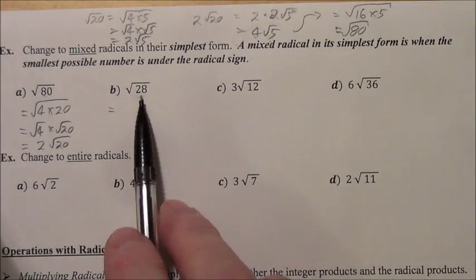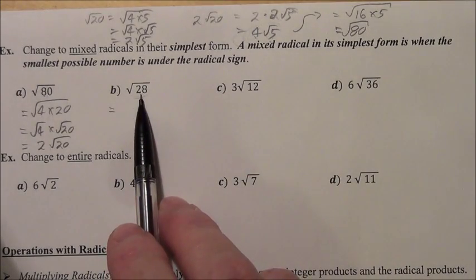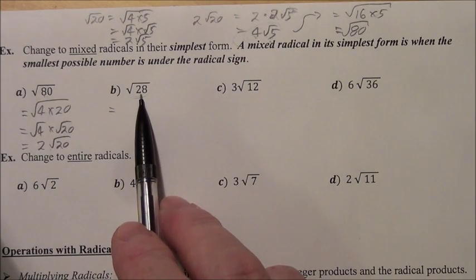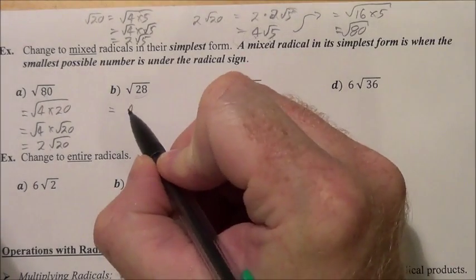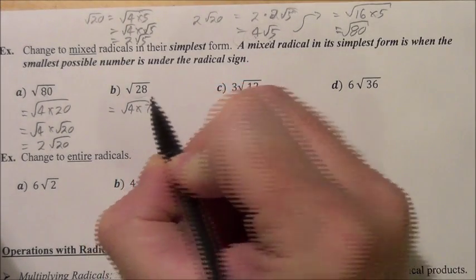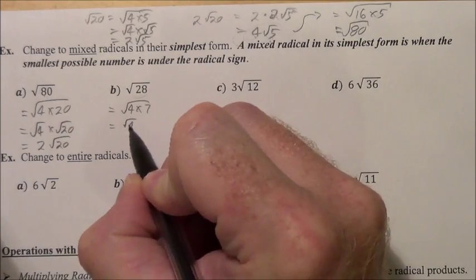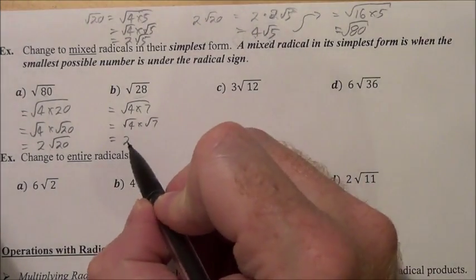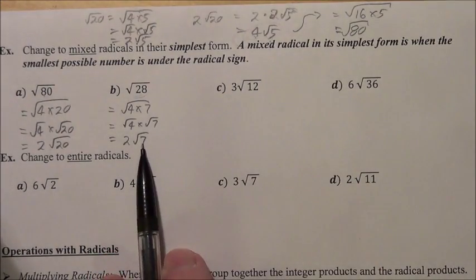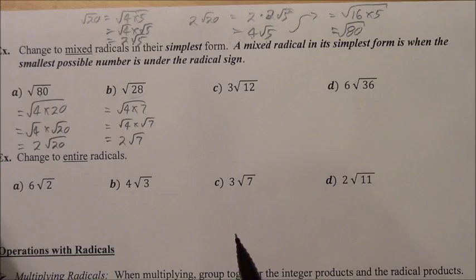So you want to look in 28, you want to see what two factors where one of them is the largest perfect square possible that you can divide out of 28. And so we get 4 times 7, which is square root of 4 times the square root of 7, and the square root of 4 is 2, so we get 2 root 7. And then you check root 7, and obviously there are no factors of 7 where one is a perfect square. Okay, so then you're done there.